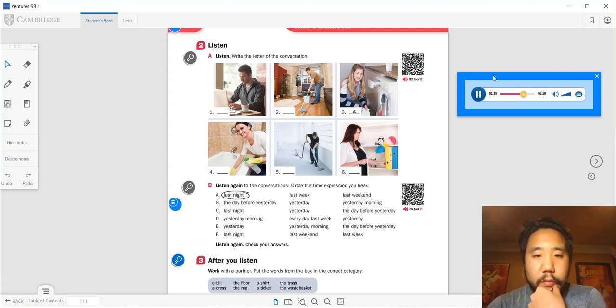Conversation E. Did Alice dust the bookshelves? Yes, she did. Oh, that's good. Yes, I told her yesterday. Well, I'll thank her.